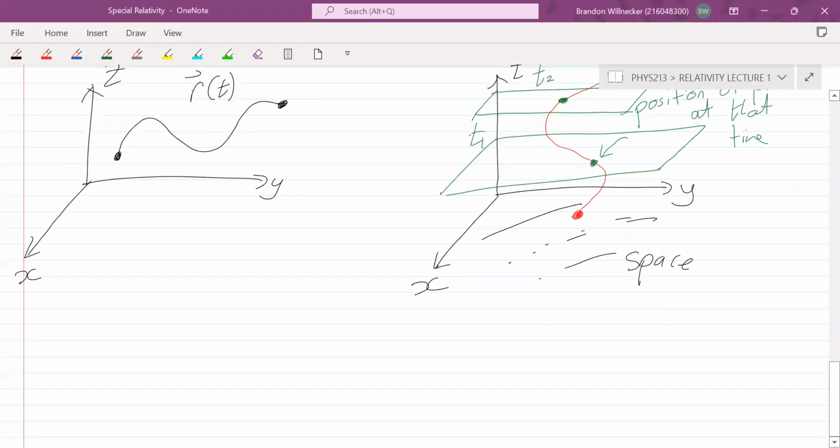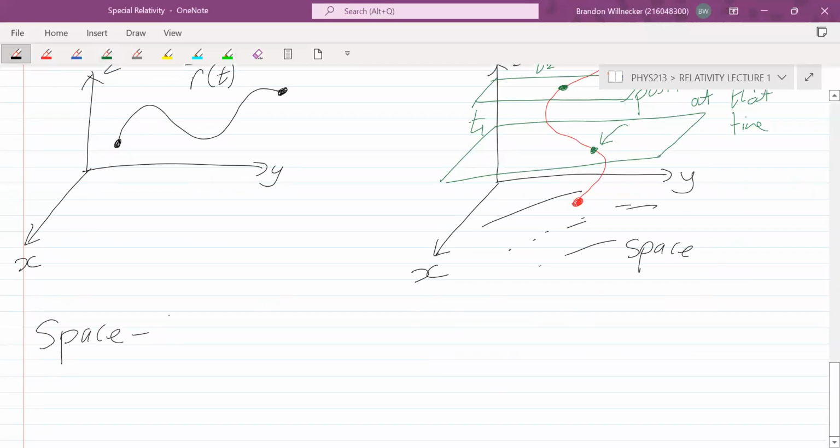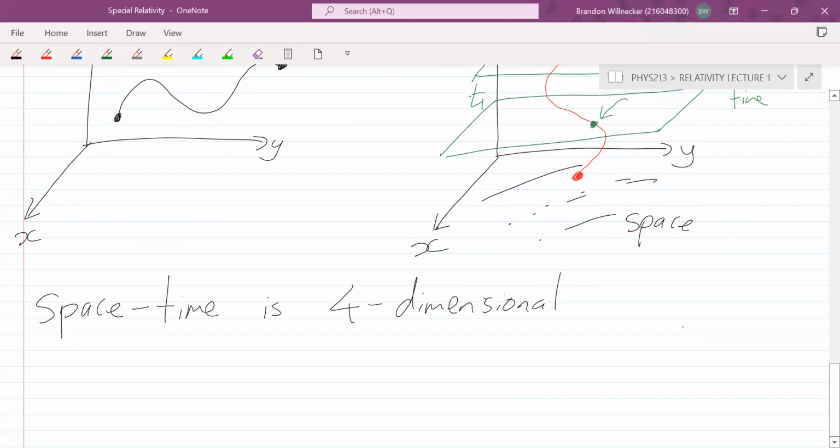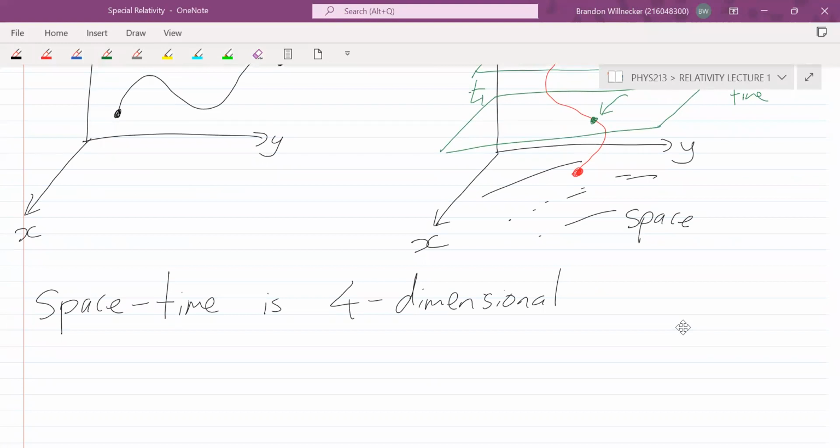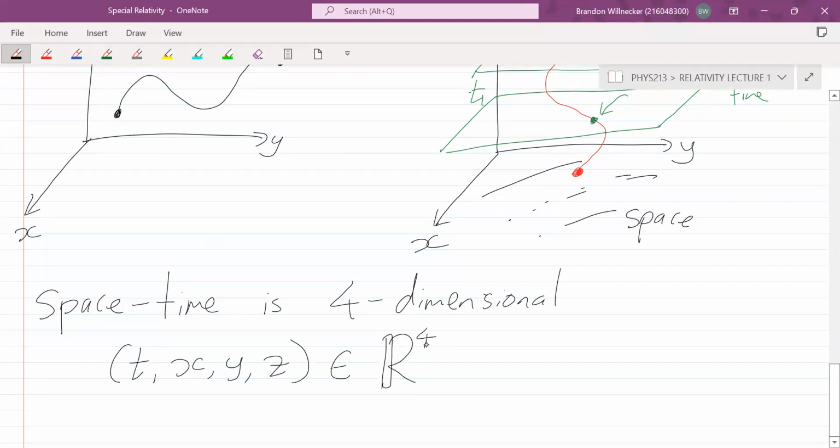Okay, so here we have that space-time is 4-dimensional. So it's a 4-dimensional mathematical space with a bunch of 4-dimensional points. In other words, a point in space-time can be written as t. It is convention to put time first, and we're going to stick to that. Then an x position, a y position, and a z position. Okay, and let's say we are working in R4. So 4-tuples, and then that represents our space-time.